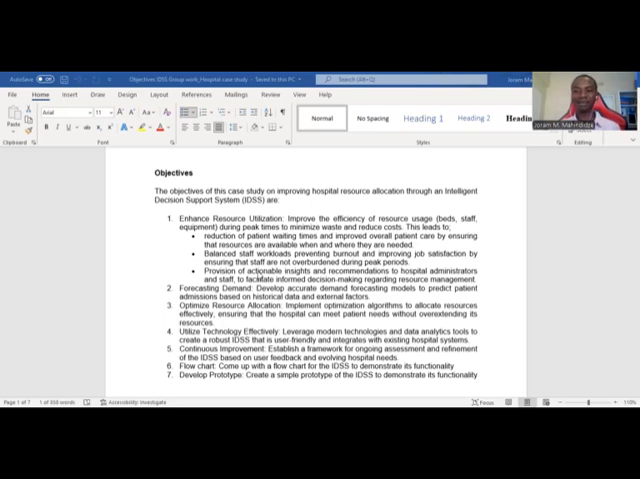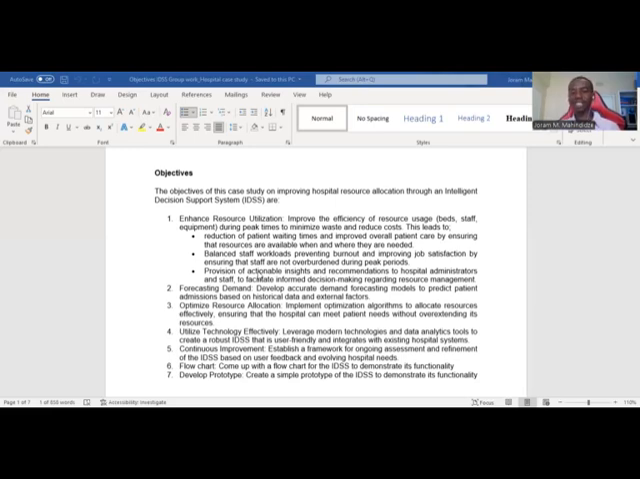That means the time and also how they feel cared for due to resource allocation, be it staff and also be it in terms of equipment. Then balance the staff workloads, which will help prevent burnouts and also improve job satisfaction, how employees will be happy, creating a comfortable environment for them. Then provision of actionable insights and recommendations to the hospital administration and staff to facilitate informed decisions regarding resource management. So that's on enhancing resource utilization. That's our number one objective.